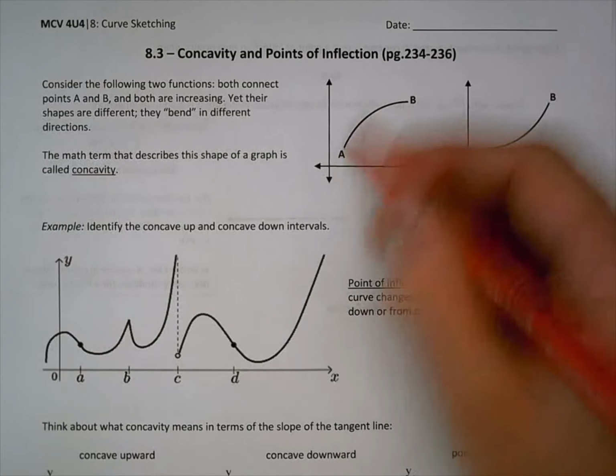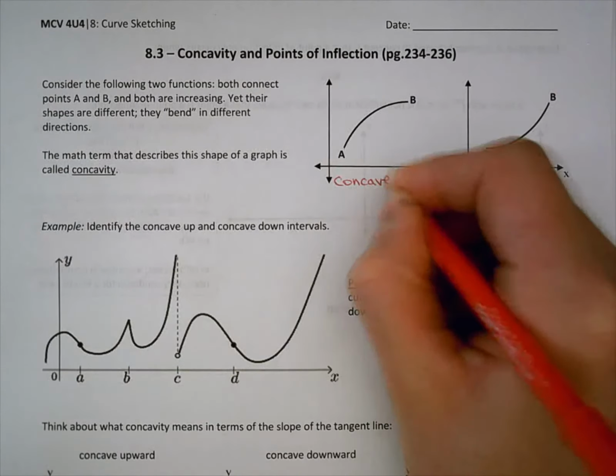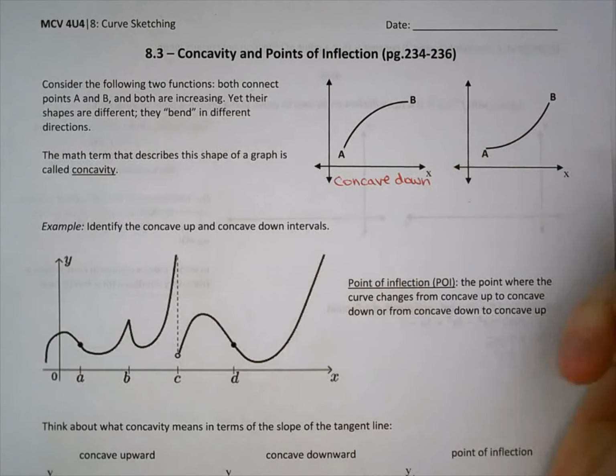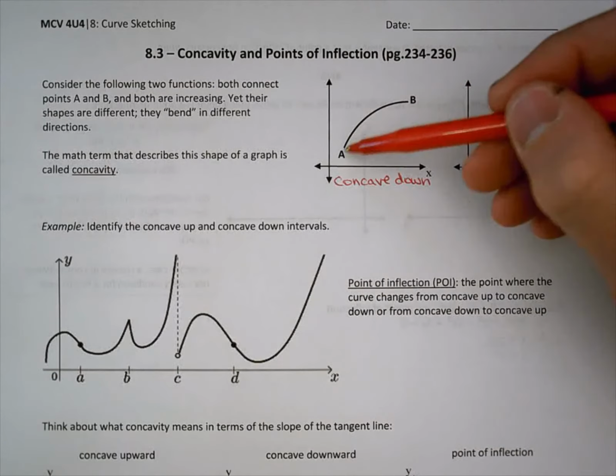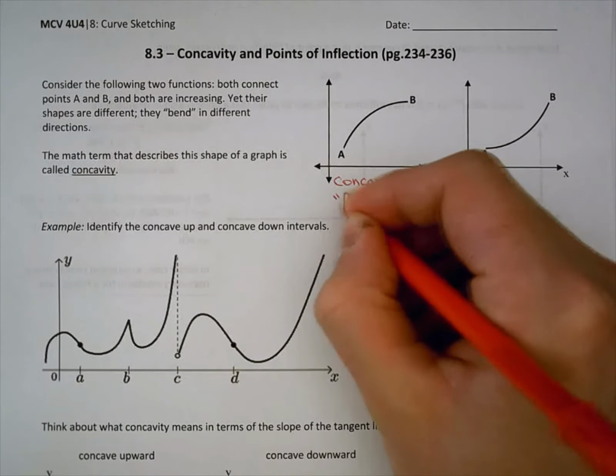This first one that I drew here, where it bends up, is called concave down. One way to know it's concave down is the cave faces down. Another way to think about it is it's frowning.